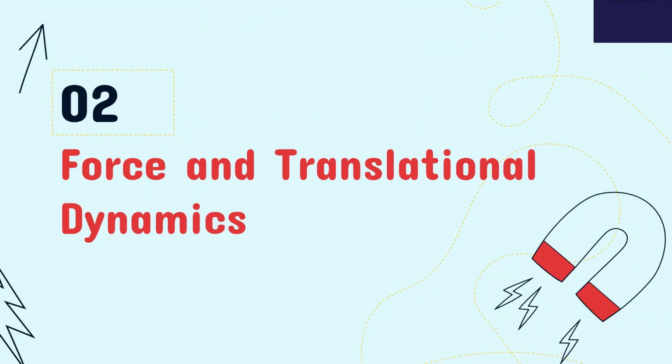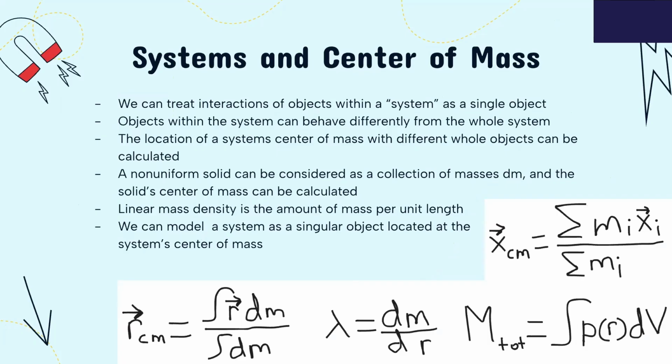Okay, now on to Unit 2, Force and Translational Dynamics. First we're going to go over systems and center of mass. Generally, we can treat interactions of objects within an area as a system, and we can treat a system of objects as a single object, and that object will be located at its center of mass.